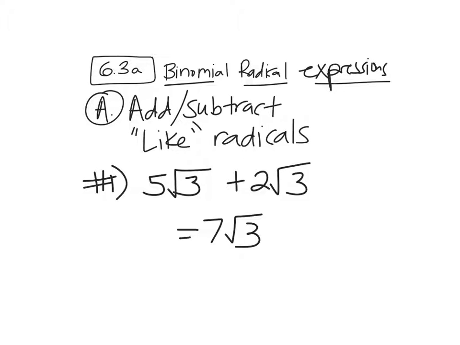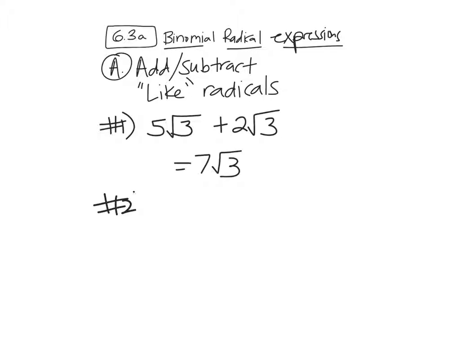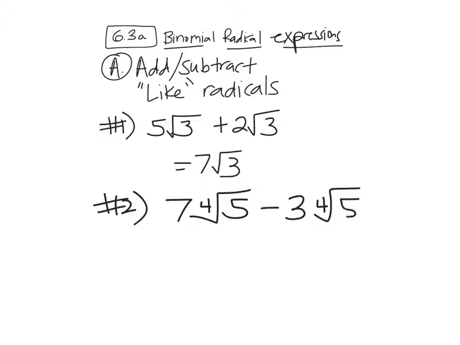As long as you have the same rad, they're going to be like... Exactly. You have to have the same rad and the same number inside the rad. Okay, so let's try another one, number 2. Let's do 7 4th root of 5 minus 3 4th root of 5. It works for adding. It also works for subtracting. As long as you have the same radical and radicand, that's the number inside, or variable, or expression, we can do this, then you can combine them.